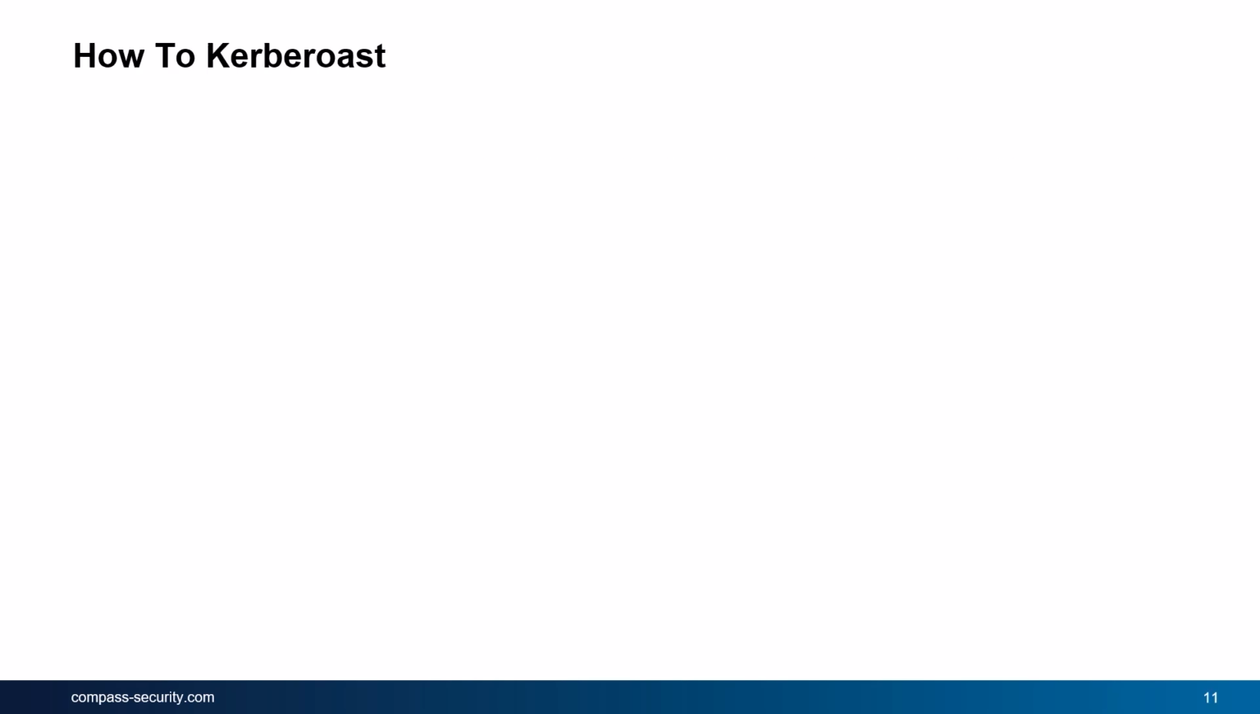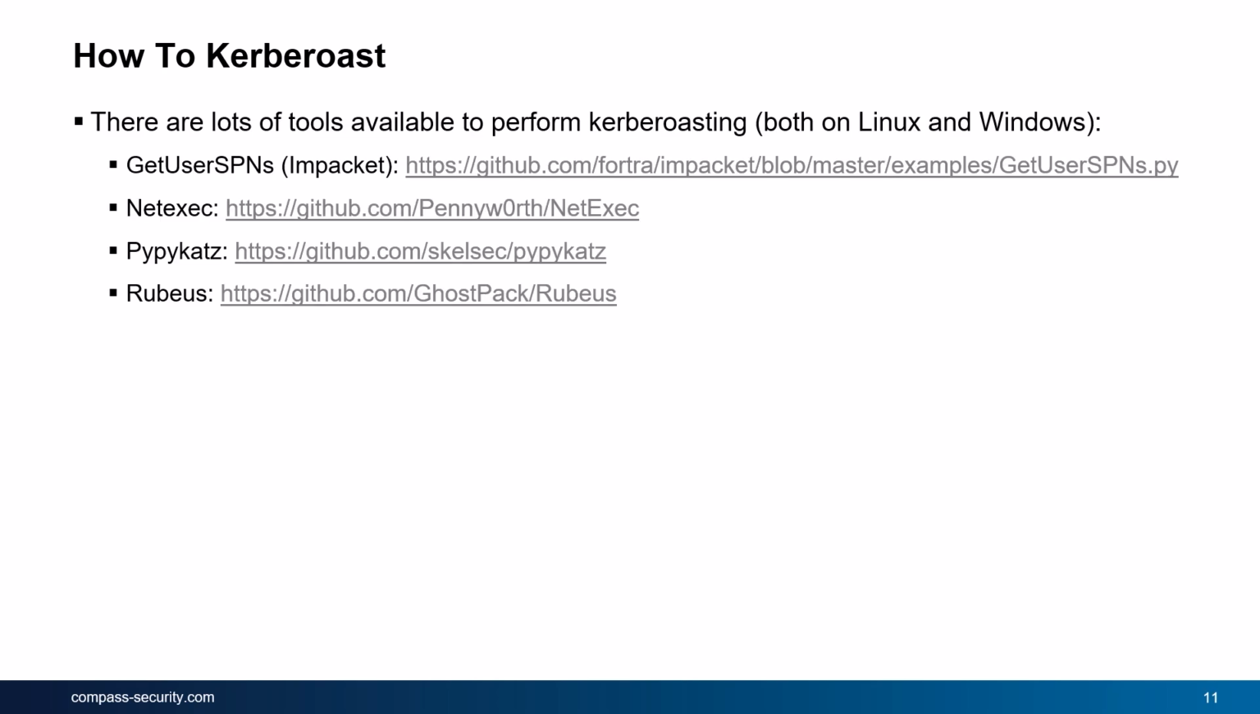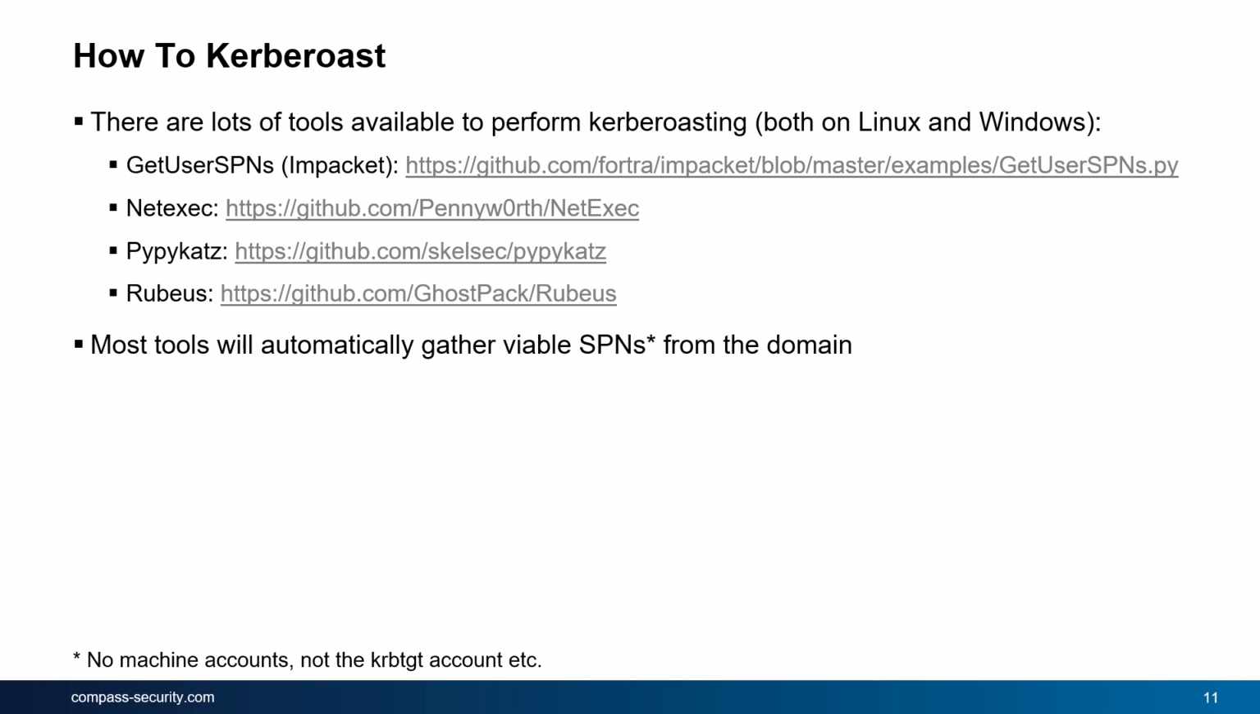Now, how do we actually perform Kerberoasting? There are multiple tools available for this, both on Linux and Windows. The most famous ones are from Impacket to get user SPNs. We can do the same thing with Netexec and Rubeus as well. Most of these tools will automatically gather the SPNs that are viable for Kerberoasting. Remember, no machine accounts, and the krbtgt account is excluded as well because its password is generated randomly. For some other tools, you can also specify which users you want to Kerberoast specifically.